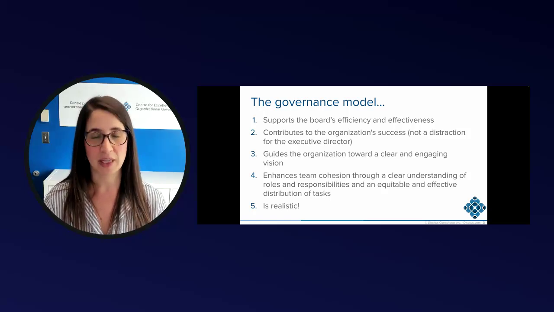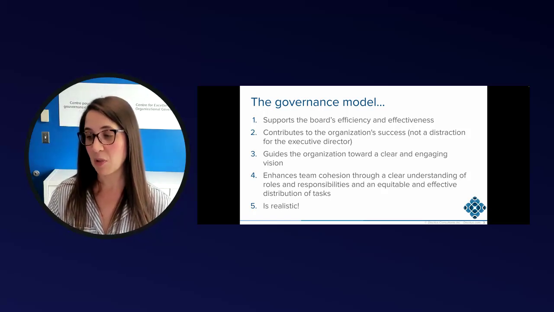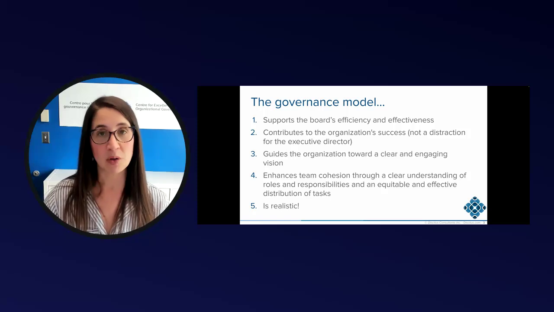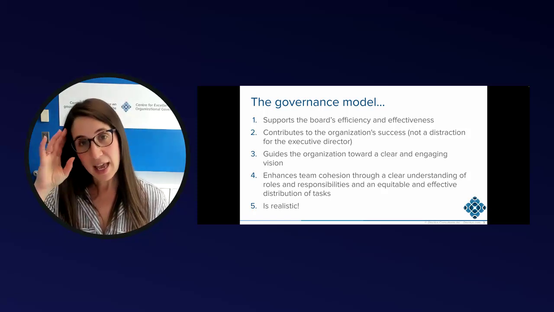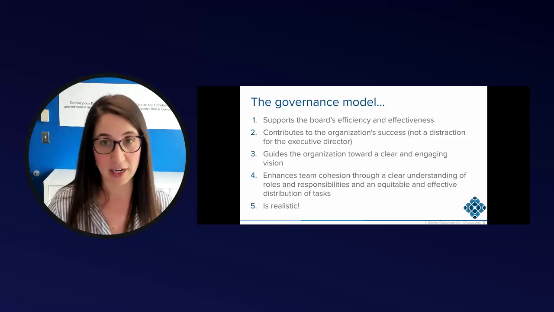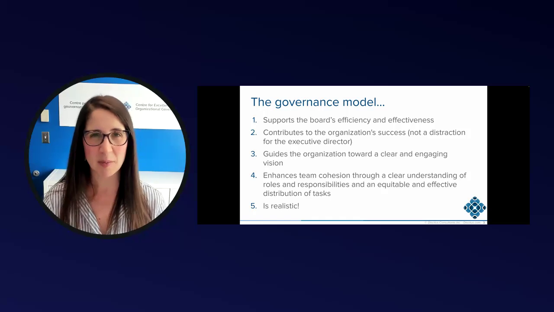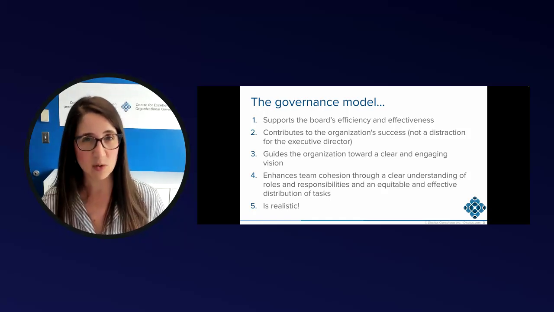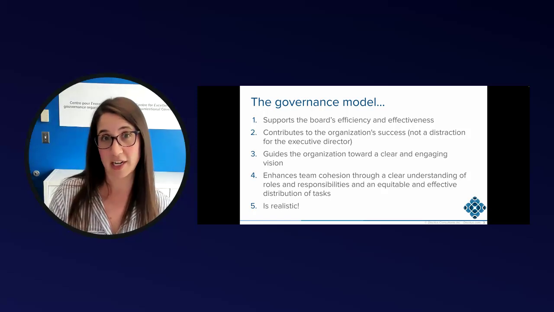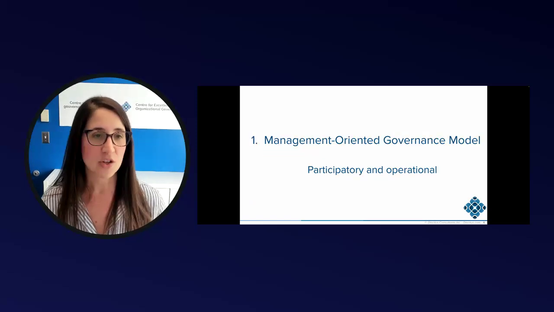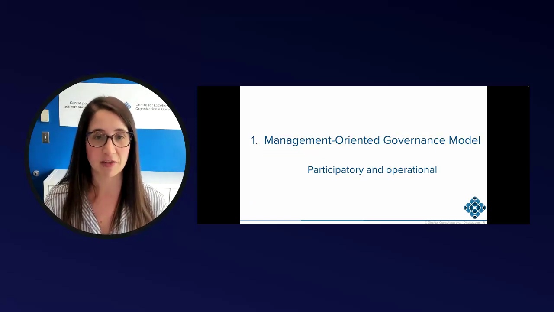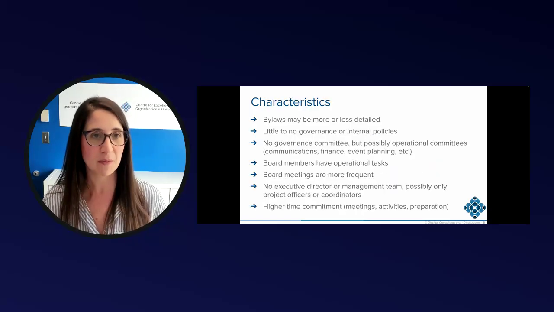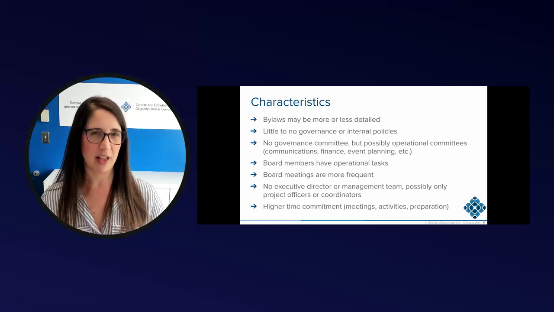And most importantly, the best governance model for your nonprofit will be the one that is realistic and attainable by your organization. So let's talk about the main characteristics of these governance models to try to see which one best fits your organization. The first one is the management-oriented governance model. This one tends to be more participatory and operational. So, a few characteristics here that I want to go through.